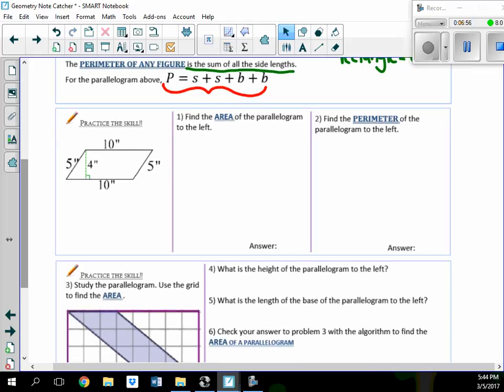We have a parallelogram down here with a base of 10 inches, a side length of 5 inches, and a height of 4 inches. All right. Now from our work above, we saw that we can move this little triangle on the end over here, so we now have a rectangle.